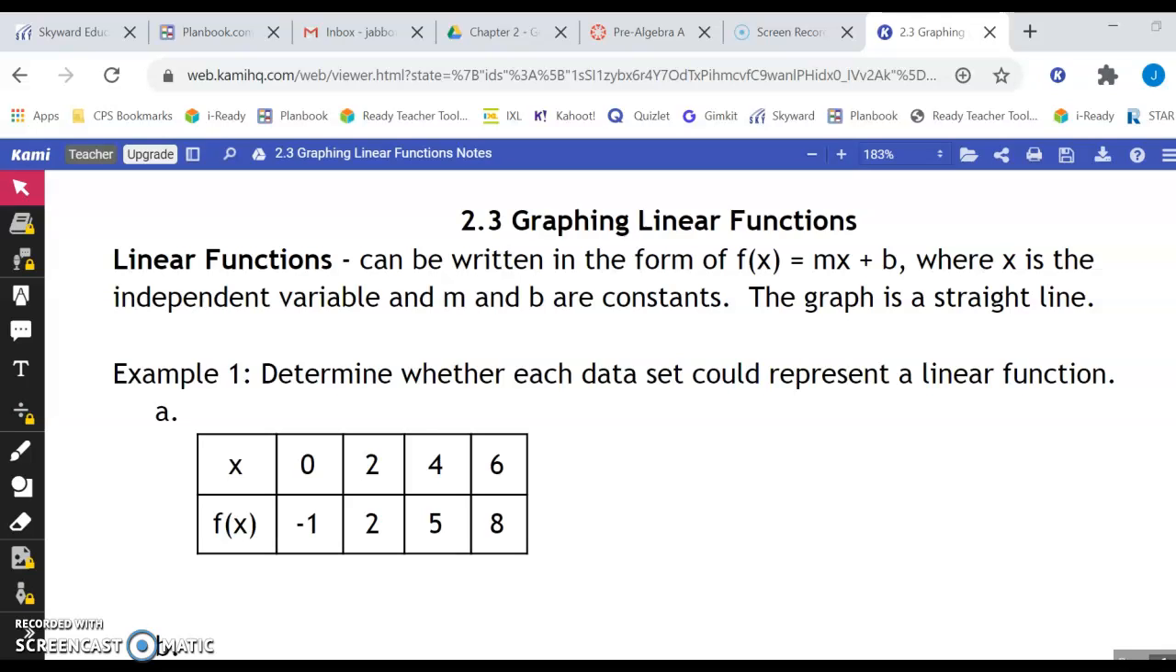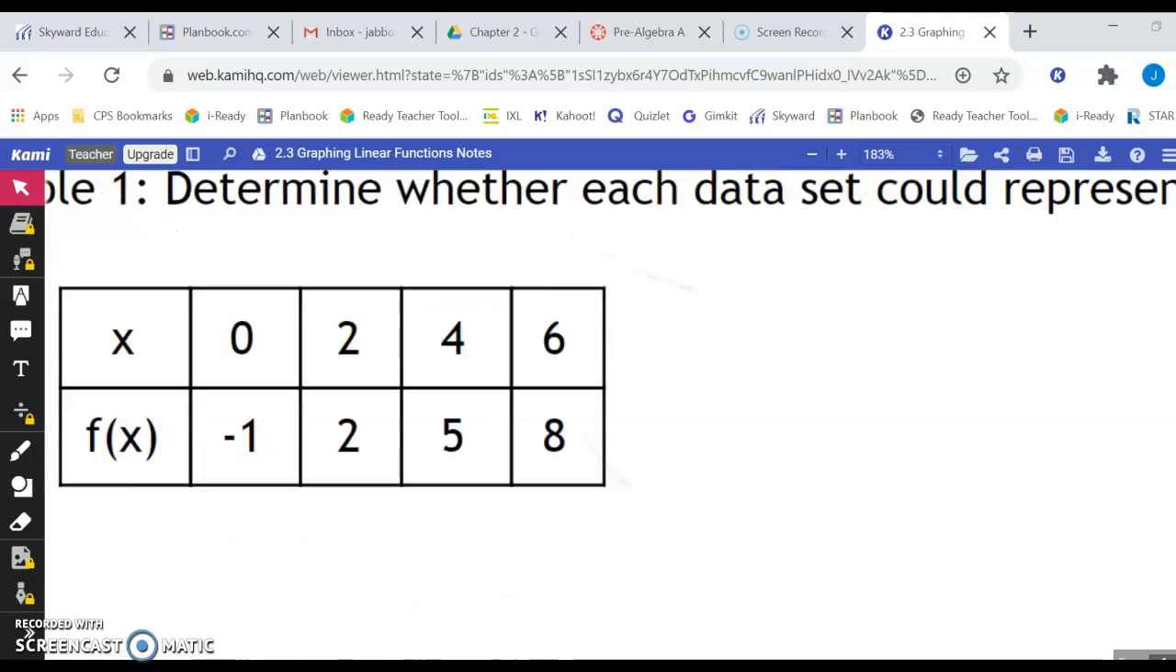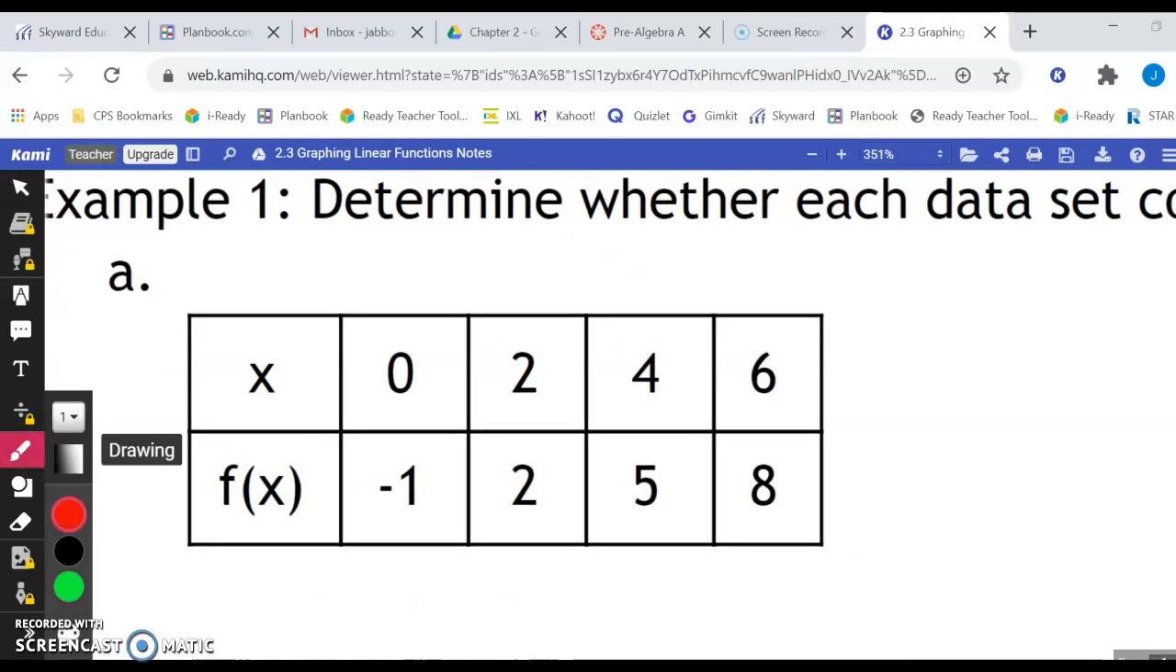When we graph anything in this form of f of x equals mx plus b, we're going to have a straight line. So example one, we're going to be given a chart of numbers, so a t-table, and need to determine whether each set could represent a linear function. And the way that we do that is we find the common difference. So how do I get from 0 to 2, 2 to 4, and 4 to 6? Well, looks like we add 2 here, add 2 here, and add 2 here. So that's good. We want a common difference.